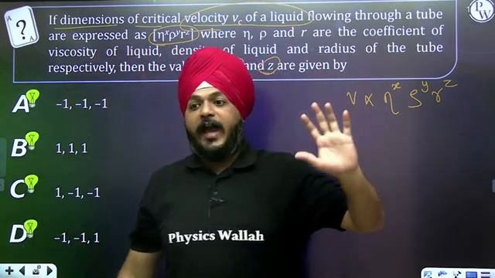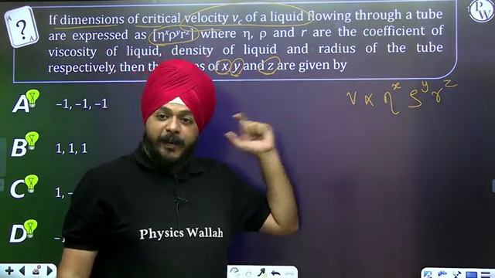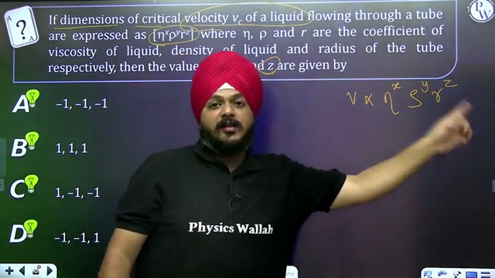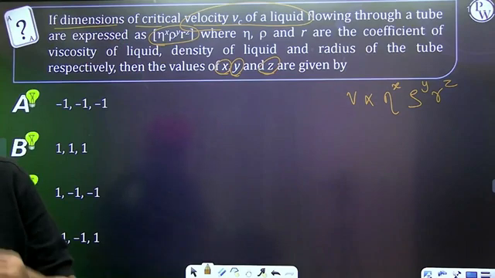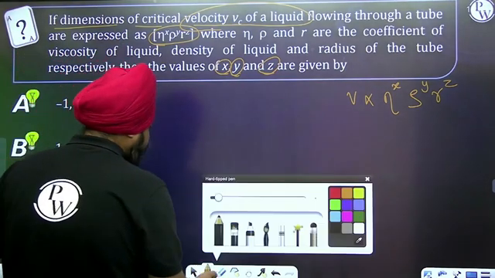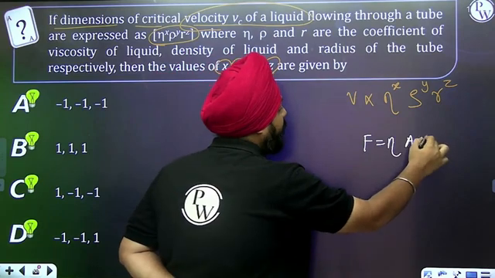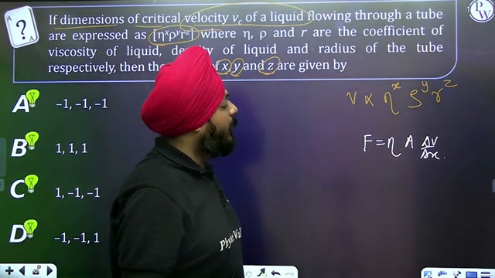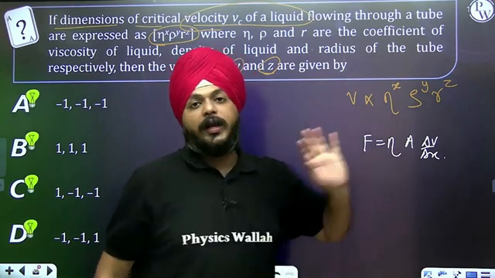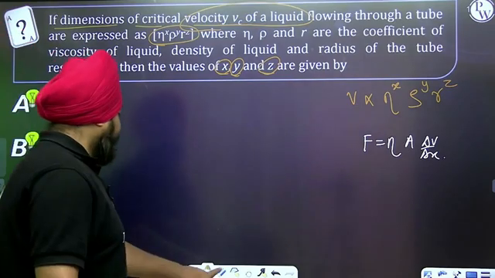To find the values of x, y and z, first of all we need to obtain the expression of dependency of velocity on these three physical quantities. Generally, students are not aware of the coefficient of viscosity formula. F is equal to eta del v by del x, right? From this also you can obtain the dimensional formula of the coefficient of viscosity. Okay, I'm directly taking it.